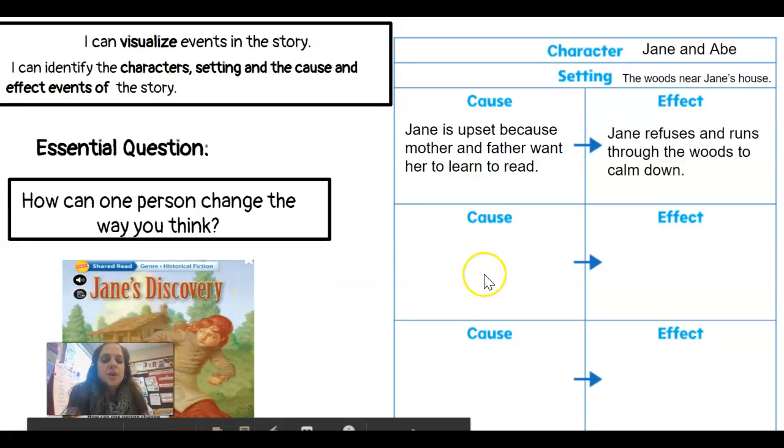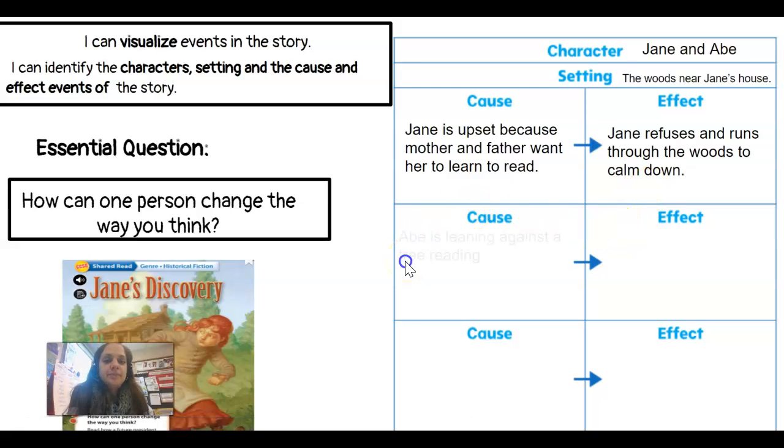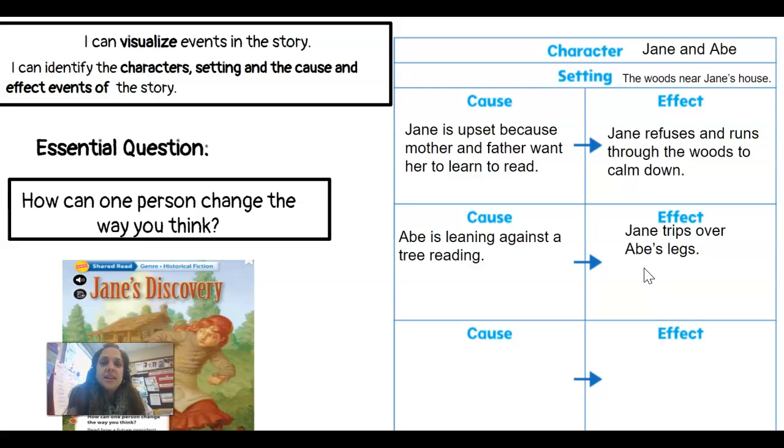So we're going to record our cause and effect on our graphic organizer to organize our key details. Abe is leaning against a tree reading. What happens since he's leaning against that tree reading? Jane trips over Abe's legs. Let's go back into the text to identify another cause and effect key detail.